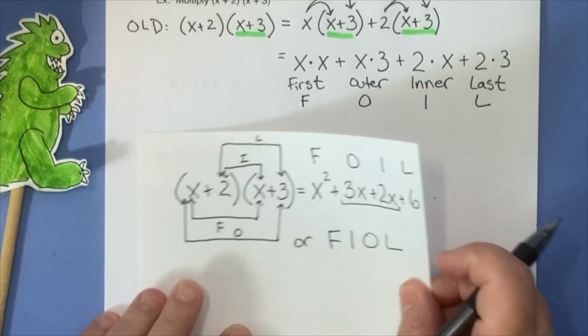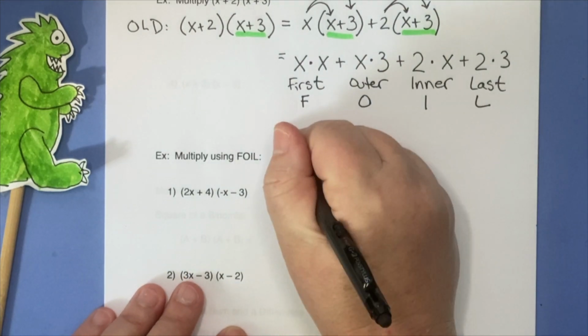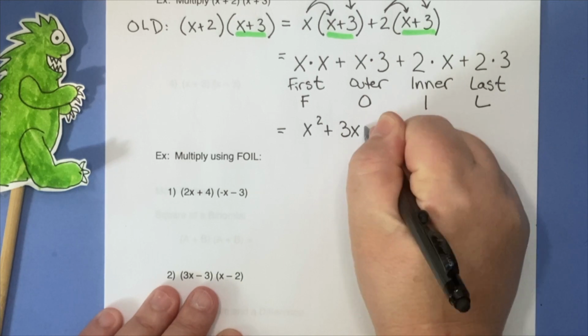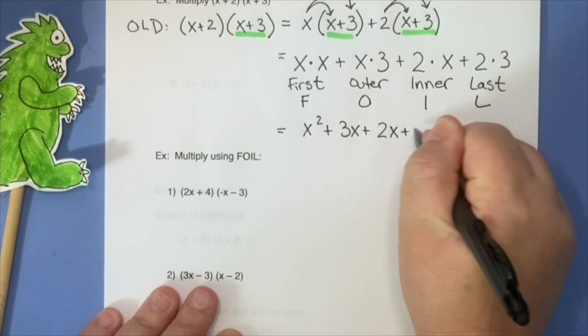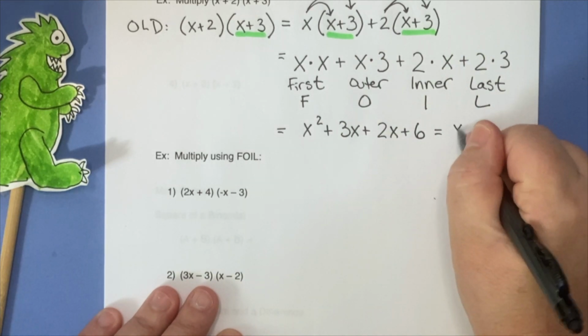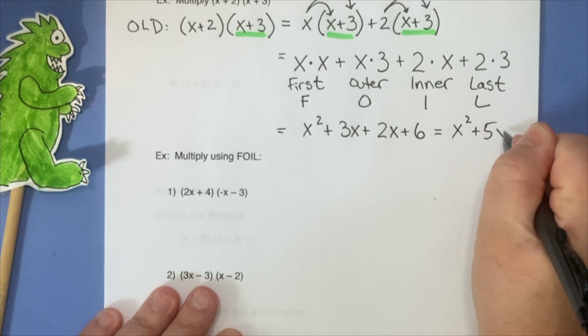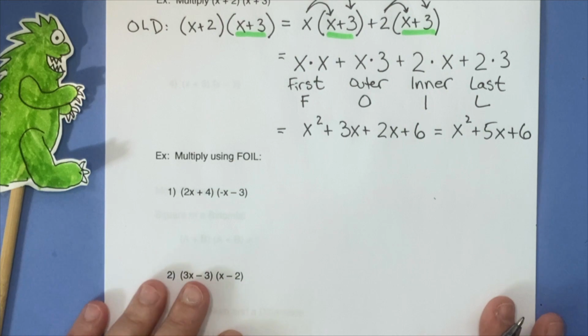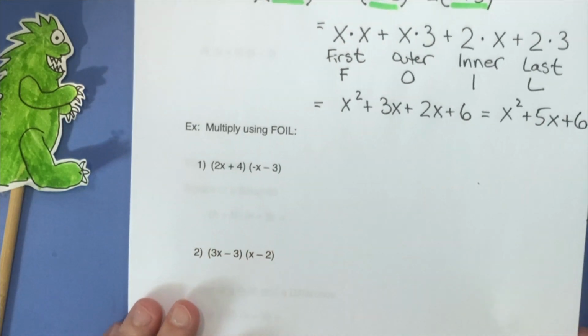So let's give it a try. And again, is it important that we actually work out the problems? Yes, that's the goal. But in this first one, we're less interested in that solution. But it would be x squared plus 5x plus 6. Okay, let's multiply using FOIL.